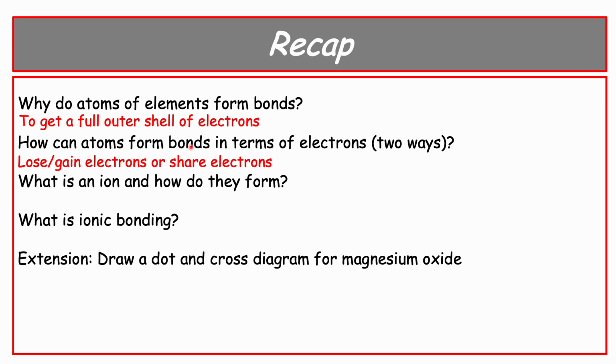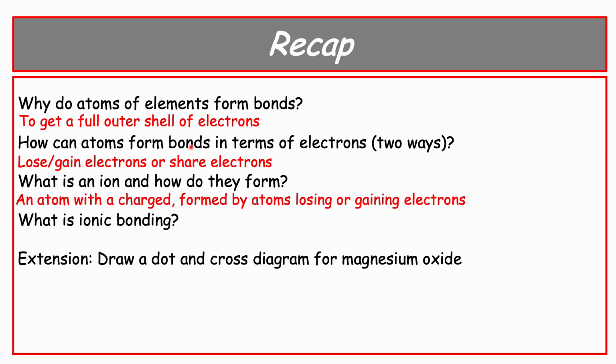You've been asked, what is an ion? Well, that's an atom with a charge, and they're formed either by gaining electrons and becoming negative, or losing electrons and becoming positive. And an ionic bond is the strong electrostatic force of attraction between oppositely charged ions.